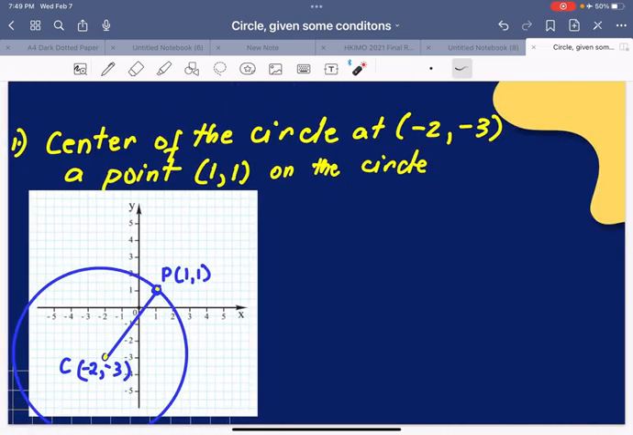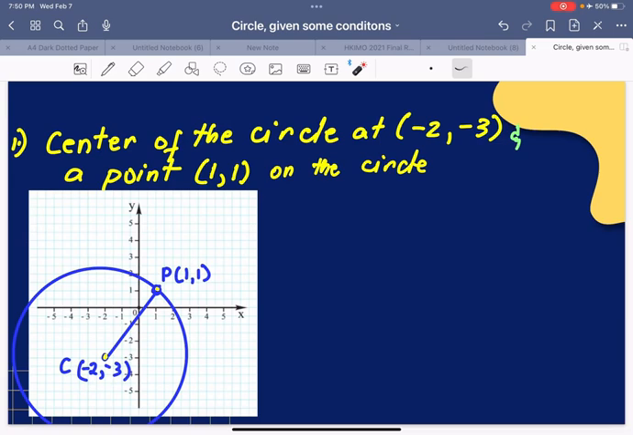The center of the circle is at (-2, -3), and a point (1, 1) is on the circle. So here, if we're going to plot, this is (-2, -3), and (1, 1) is also here. So this is our circle.